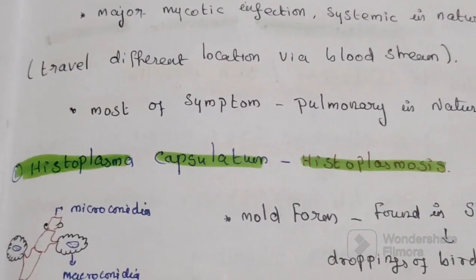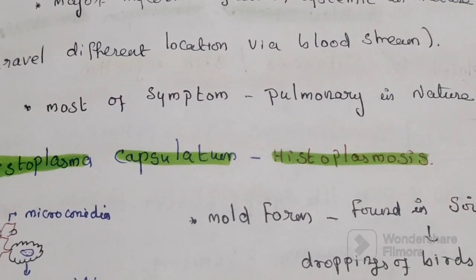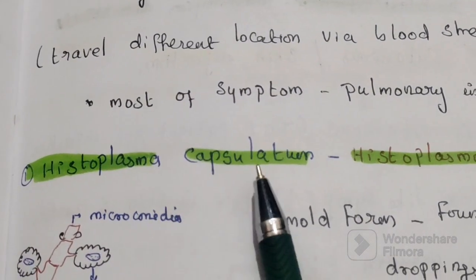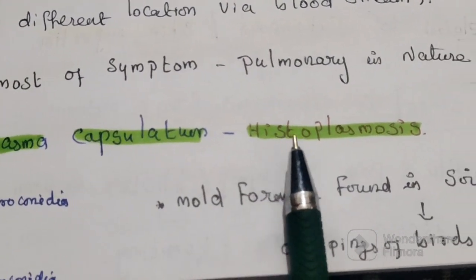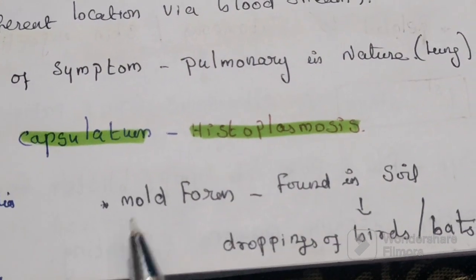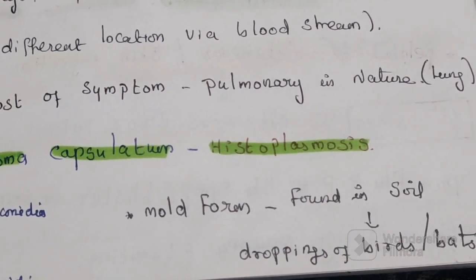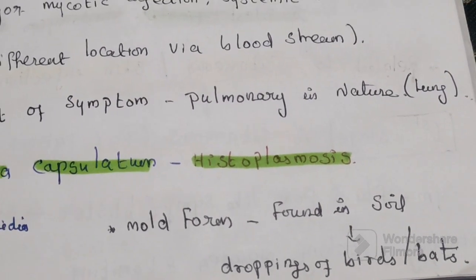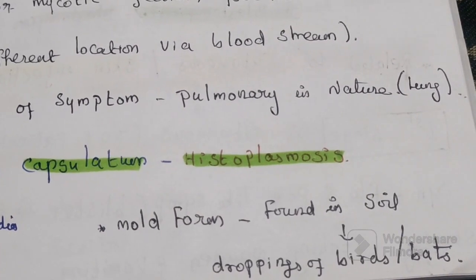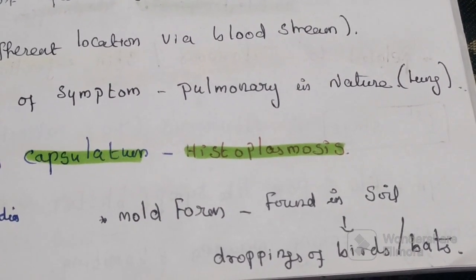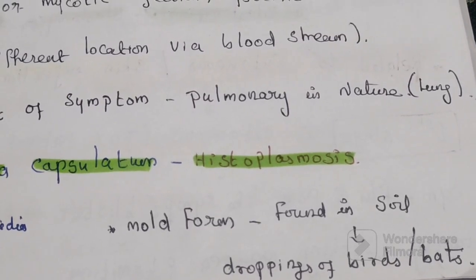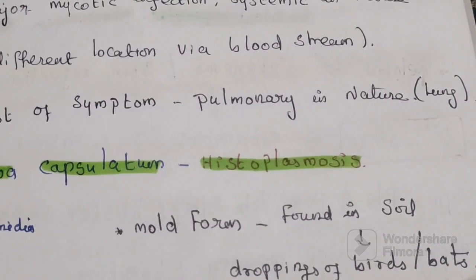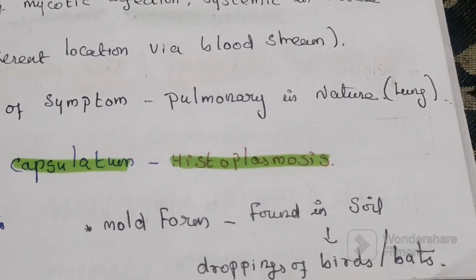So first we want to look at Histoplasma capsulatum. It is the causing agent, and the disease name is called Histoplasmosis. It is a mold form in the environment, found in soil contaminated by droppings from birds or bats. So this one is found in soil. How does it contaminate the soil? Droppings from birds or bats.